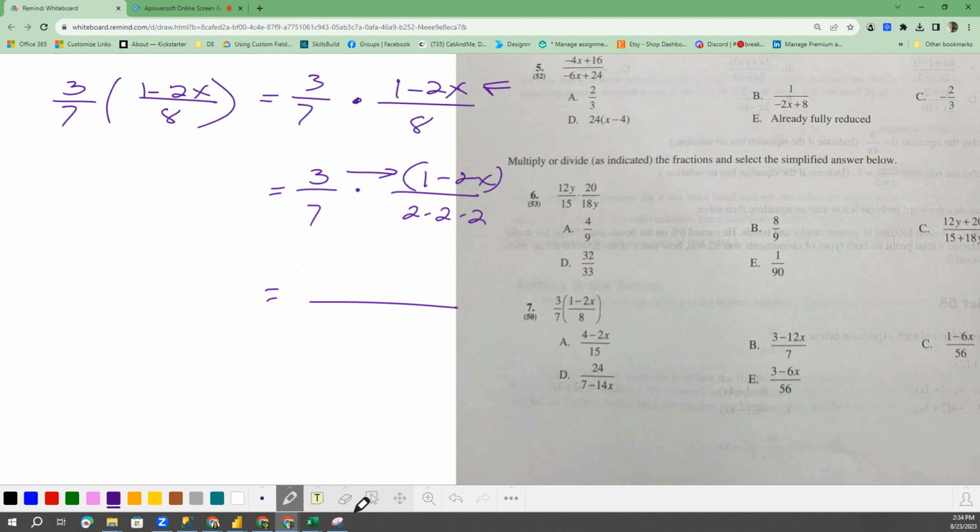Multiply the numerator and denominator. 3 times 1 minus 2x. And then everything in the denominator, 7 times 2 times 2 times 2, which is equal to this one here. You need to distribute. So that would be 3 minus 6x. And this one becomes 56.